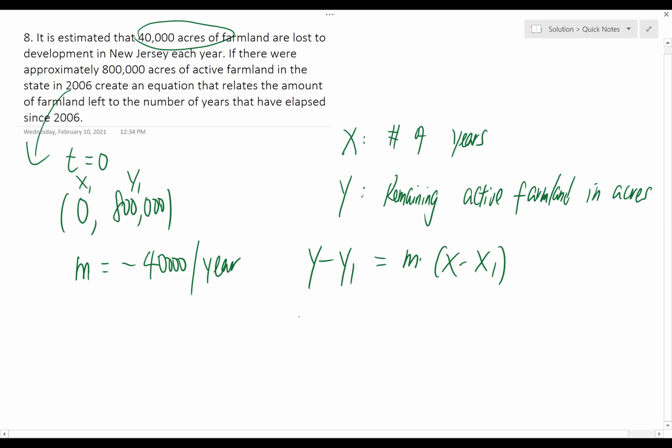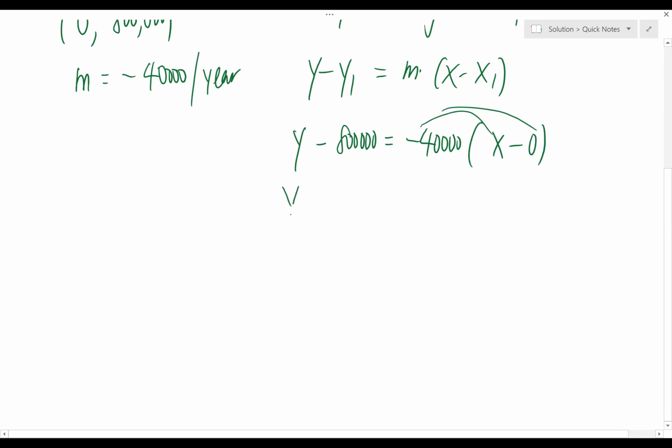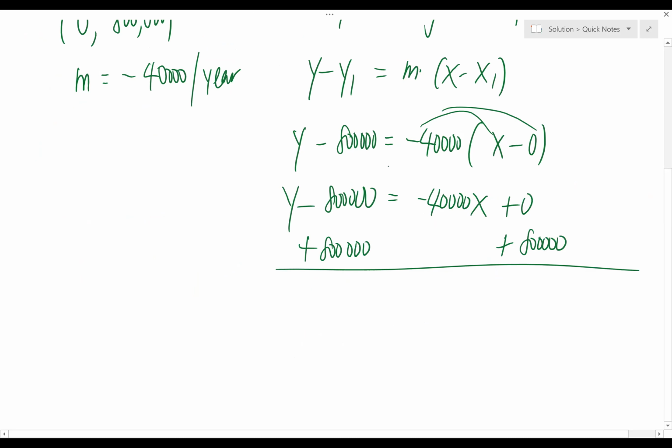So y1 here is 800,000. That's the amount of farmland back in 2006. We treat that as the initial time. The slope is negative 40,000. x1 here is 0. Now you just distribute and combine like terms. So y minus 800,000 equals negative 40,000 times x, and negative 40,000 times 0 becomes 0. And the last thing, you have to isolate y by adding 800,000 to both sides of the equation. Then y is by itself. So we get y equals negative 40,000x plus 800,000.